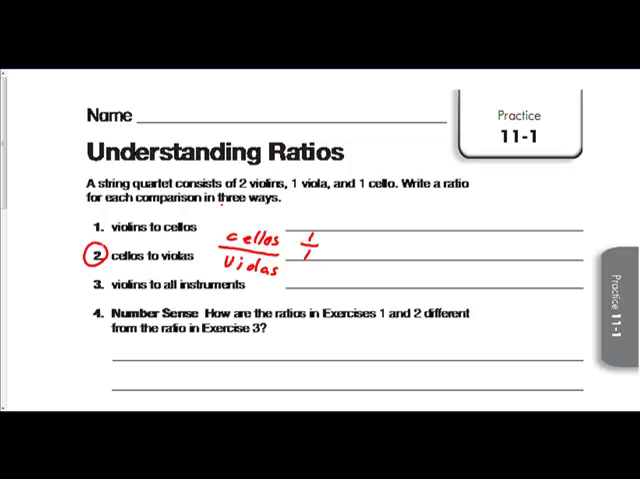And I need to write this in 3 ways. So I write it with my labeling. I write it with the fraction bar. I write it with the colon. And then I write it with the words, 1 to 1. So I've written it 3 different ways. I've labeled it. I've checked. I have one cello, one viola. So this is what I'm expecting to see on tonight's homework. It's actually fairly simple. If you have questions, give me a call.